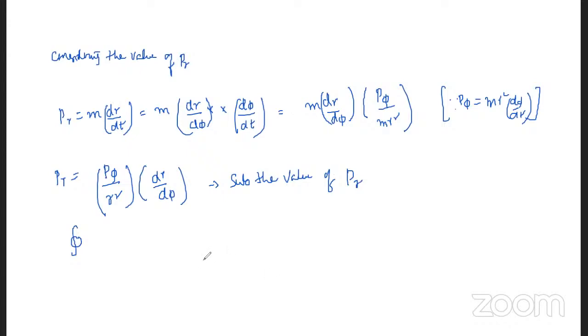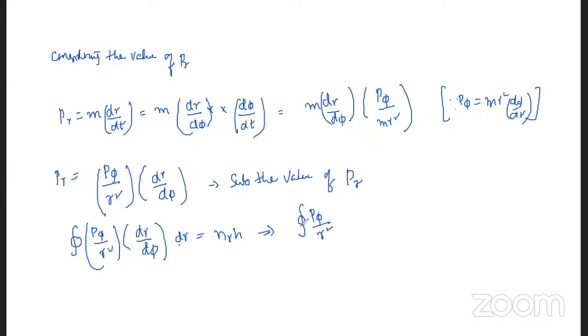Therefore, here we'll substitute the integration of P_r, where we have P phi by r square into dr by d phi, dr by d phi, which will be equal to NRH. So if you extend this, we can write this as P phi by r square.